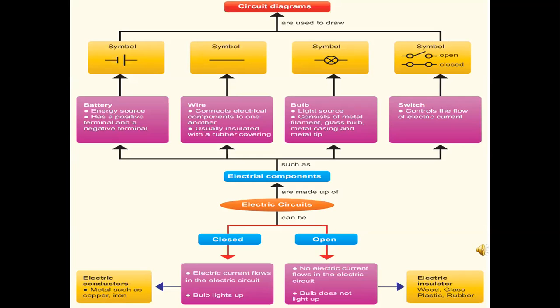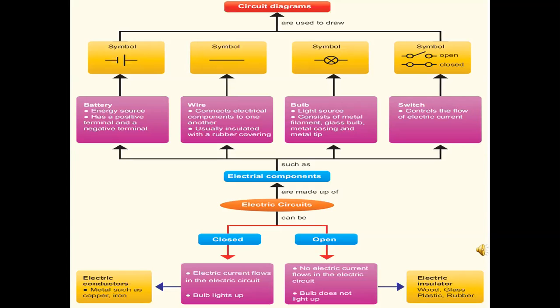Next symbol, wire, connects electrical components to one another, usually insulated with a rubber covering. The third symbol is the bulb, a light source, consisting of a metal filament, glass bulb, metal casing and metal tip. And the fourth symbol is the circuit open key and closed key. That means a switch, which controls the flow of electric current.